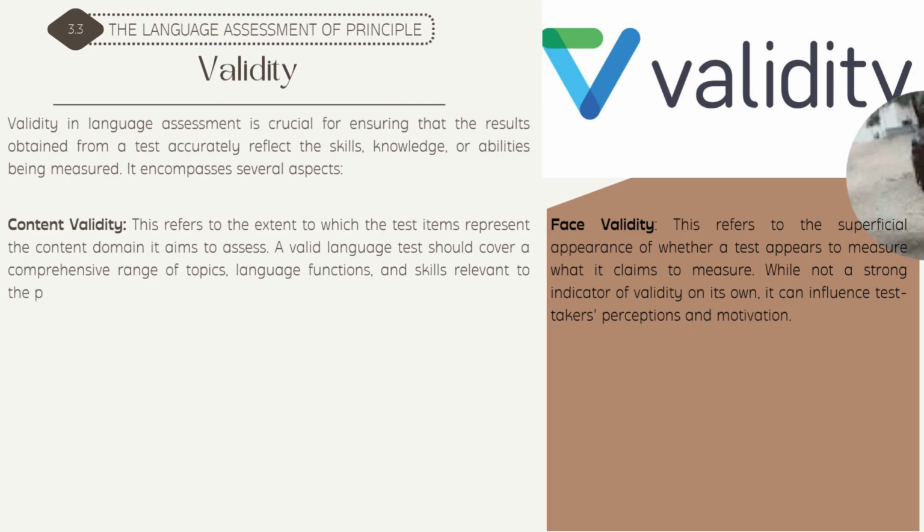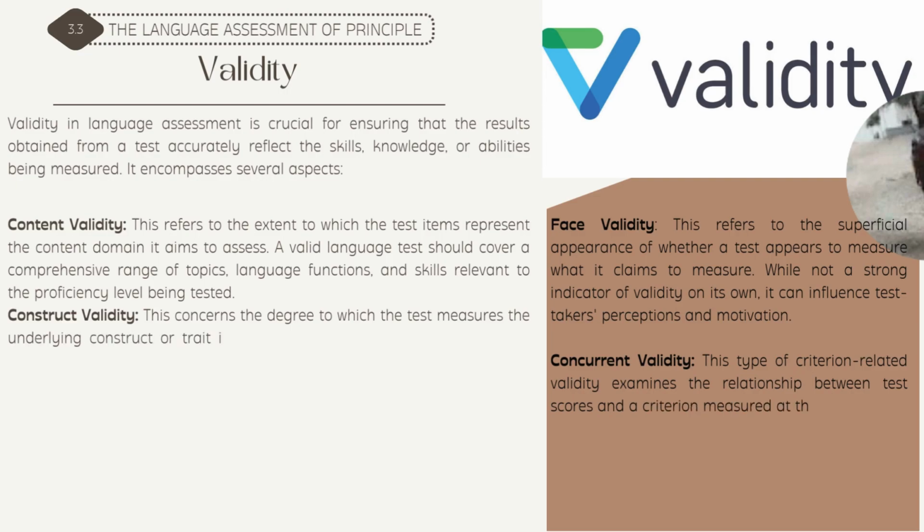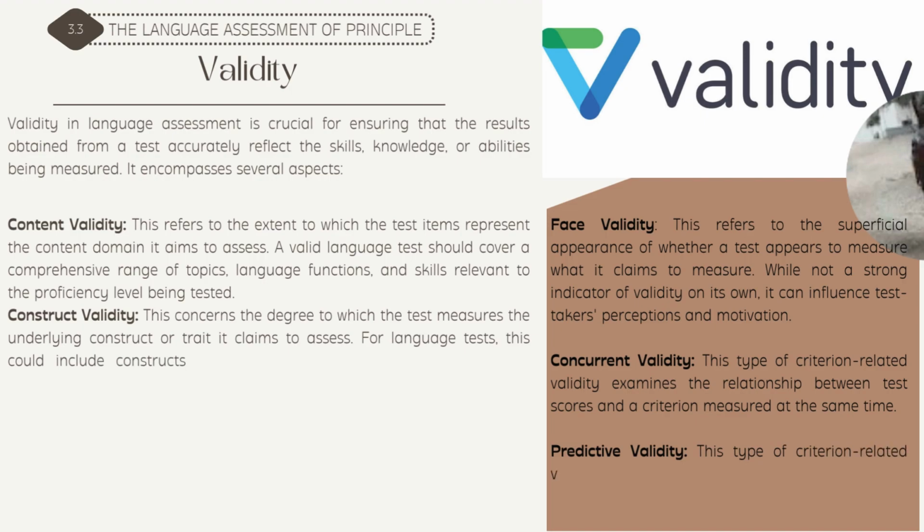Language ability tests should cover a comprehensive range of topics, language functions, and skills relevant to the proficiency level being tested. Construct validity is the degree to which the test measures the underlying construct of the language ability. This includes constructs such as vocabulary knowledge, grammar, fluency, and communicative competence.